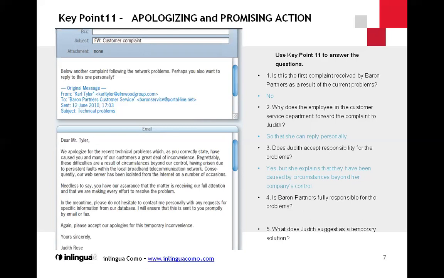Number 4, is Barron Partners fully responsible for the problems? No. Number 5, what does Judith suggest as a temporary solution? She suggests sending requests for specific information so that it can be emailed or faxed.